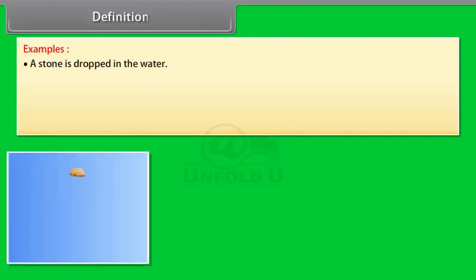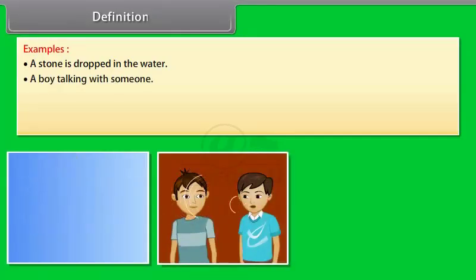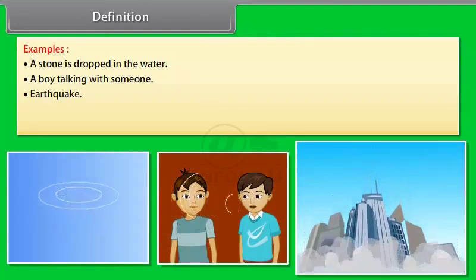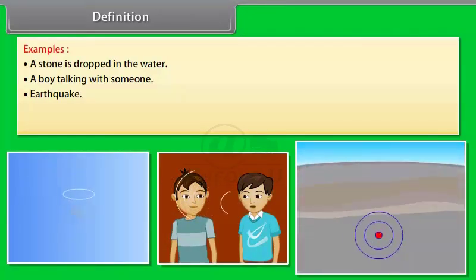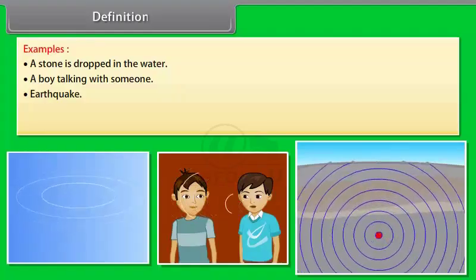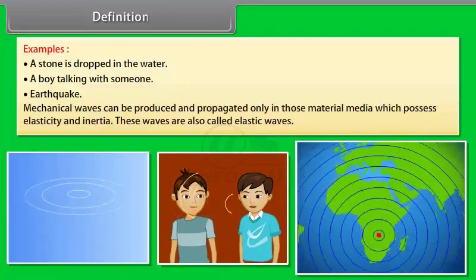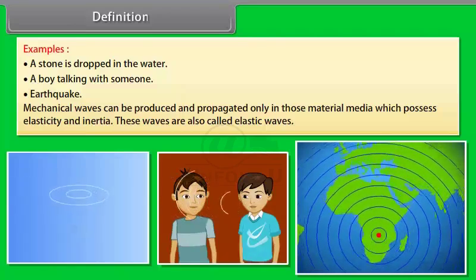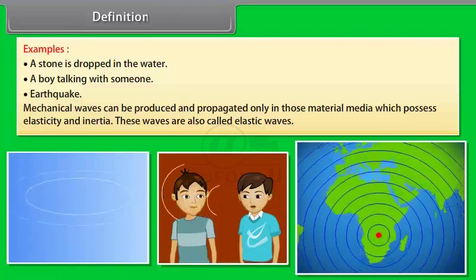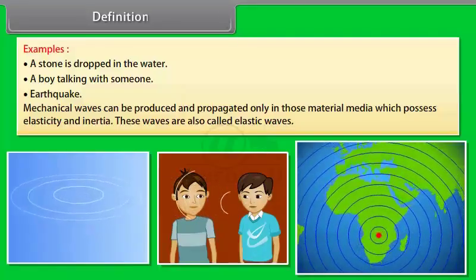A stone dropped in water, a boy talking with someone, and an earthquake are some examples of wave motion. In this chapter, we shall study mechanical wave motion. Mechanical waves can be produced and propagated only in those material media which possess elasticity and inertia. These waves are also called elastic waves.